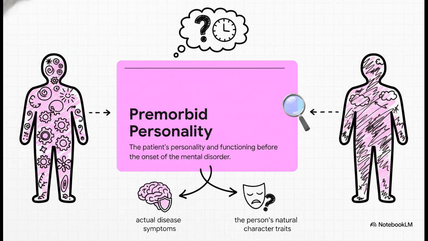Now, what's really fascinating here is this concept of the pre-morbid personality. This asks a pretty critical question. Who was this person before the illness actually took hold? You see, a mental disorder doesn't just erase who you are. The symptoms are actually modified by your baseline personality. So understanding who the patient was before all of this helps the doctor predict the prognosis, and it separates the actual disease symptoms from the person's natural, everyday character traits.